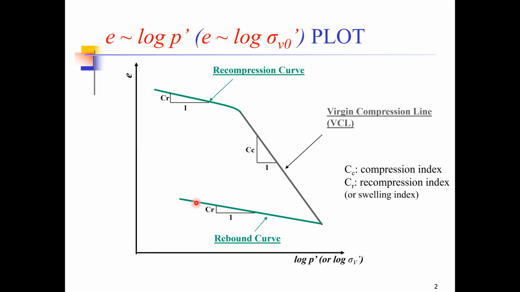Now, this graph has different components. This straight line or nearly straight line represents the virgin compression line. What it means is that when we start compressing the soil, if it is the first time in the entire history of the soil sample that this much load has been applied on the soil, it will show a nearly straight line behavior. This is known as the virgin compression line. The slope of this line represents the compression index.